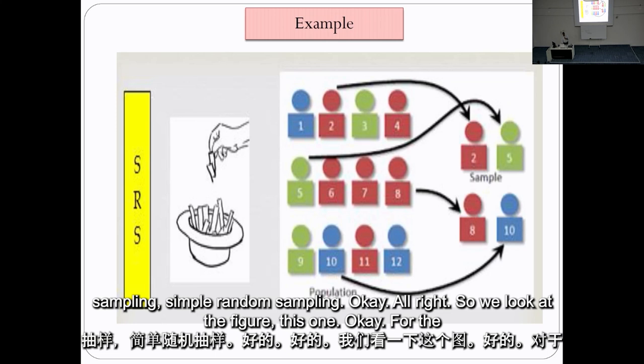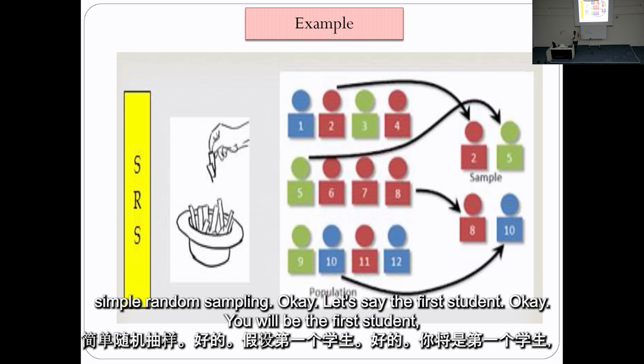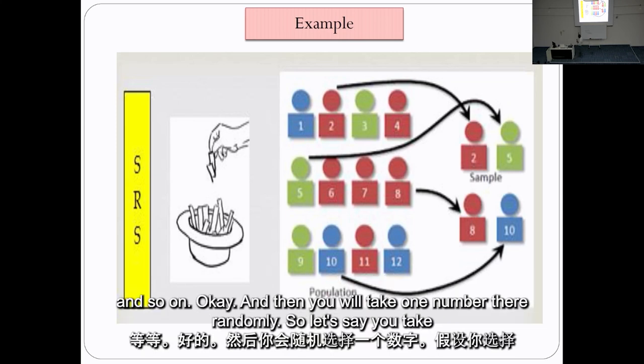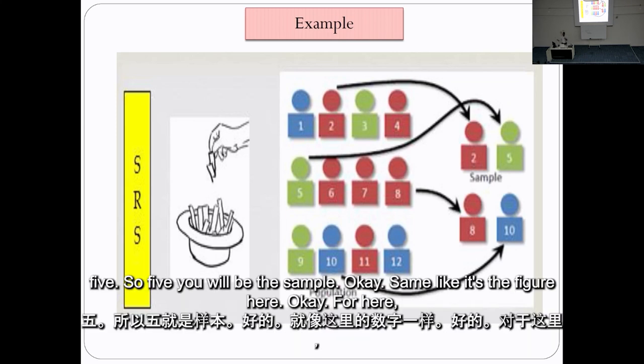Let's look at the figure for simple random sampling. Let's say you will be the first student, number 1, you will be the second, then the third, fourth, number 5, 6, and so on. Then you take one number randomly. Let's say you take 5. So number 5 will be the sample, same as in the figure here.